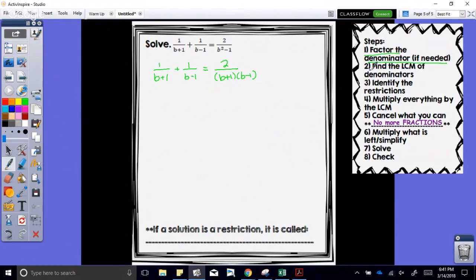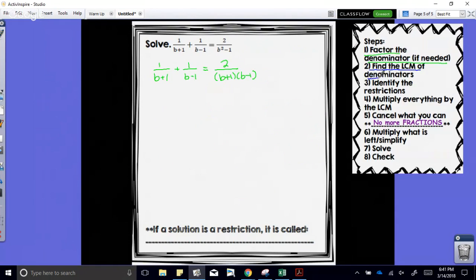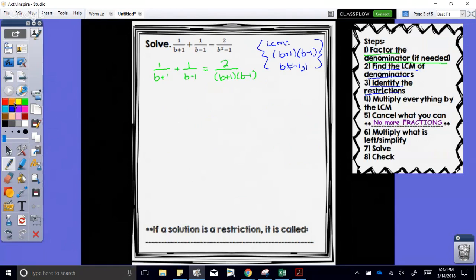Step 2 says we're then going to find the least common multiple of the denominators. So I'm looking for my LCM. Well, I have a b plus 1 and I have a b minus 1. That tells me that b cannot be negative 1, nor can it be 1. So I've got LCM, factored, restrictions. We're now going to take this and multiply each piece by the LCM.